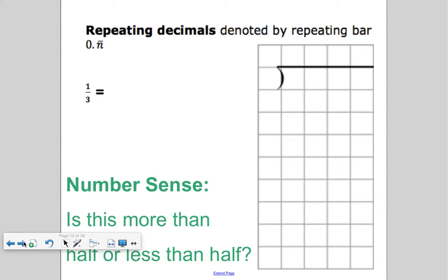All right, now let's talk about repeating decimals. So what we have been doing so far is terminating decimals, decimals that just stop. So in the first repeating decimal, we see the fraction of 1/3. Do you predict this is more than half or less than half? Let's think. The whole is 3. Half of it is 1.5. So I predict that this will be less than half.